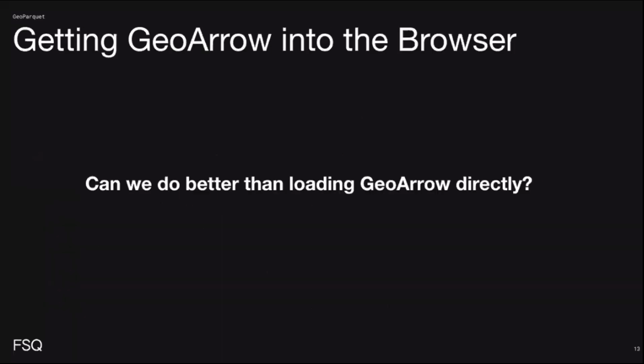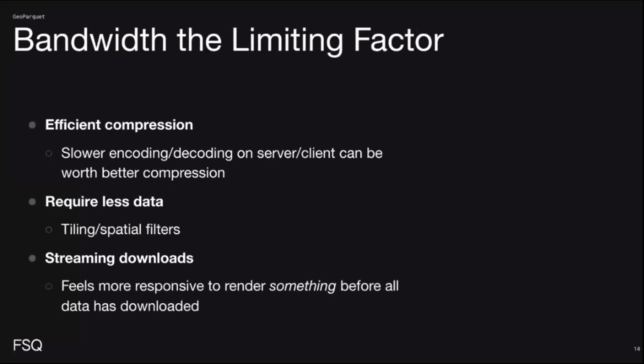So now, we have this great format that's really efficient to use in deck.gl, but how do we get this into the browser? And is there a better way than just loading GeoArrow directly? With web applications, I really believe that bandwidth is the limiting factor for how much data is easily accessible from a user's machine. No matter the GPU and CPU they have, if their internet is slow, it's going to feel like a slow application if you're waiting a minute to download some data.